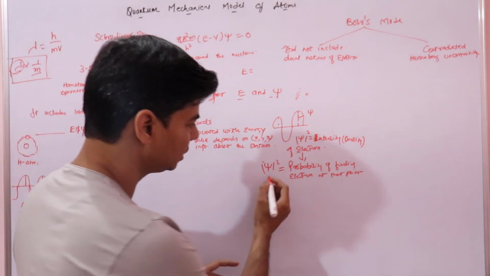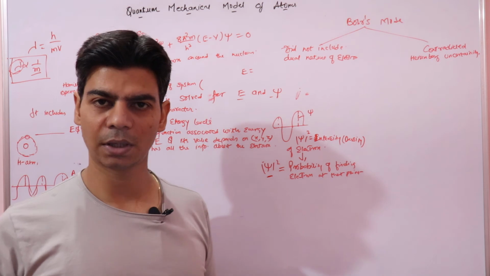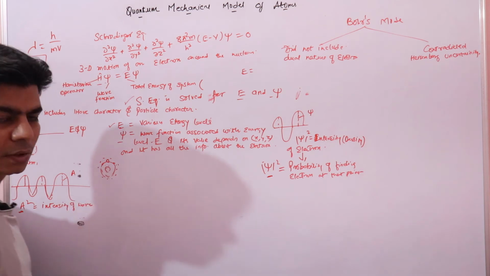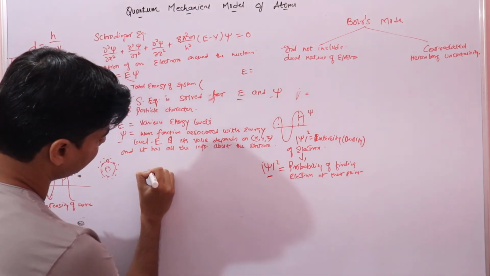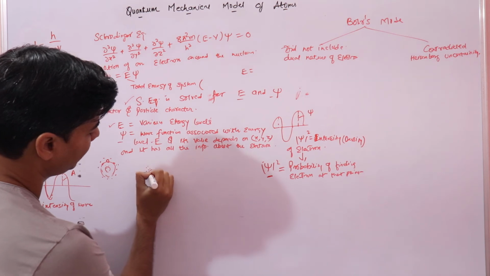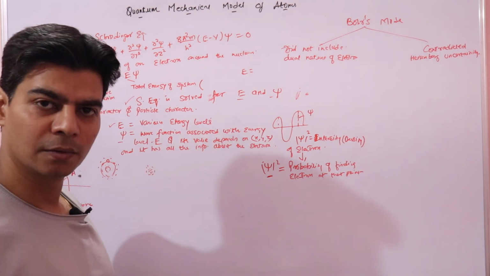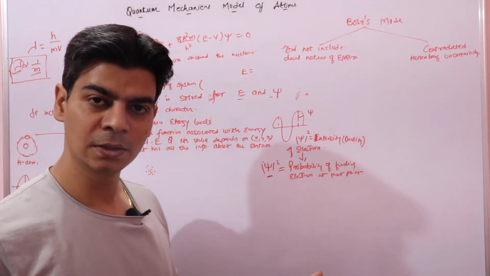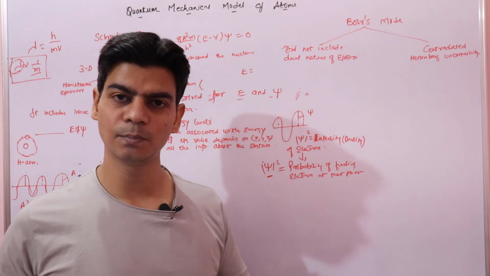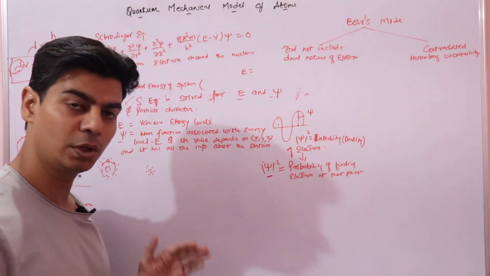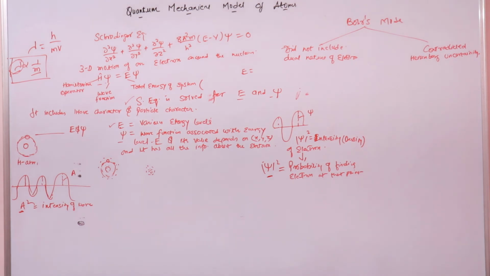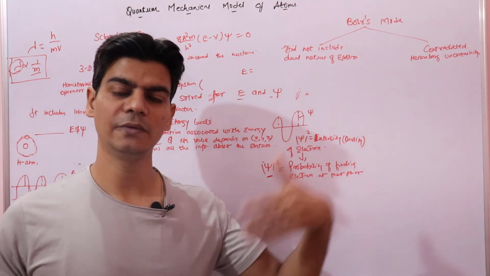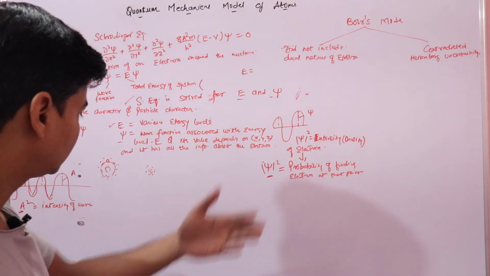Suppose I find this value of psi square at various points around the nucleus. What I get is like this. The intensity of electron density, or the probability of finding an electron at different points, would be different. At some points it would be high and at some points it would be less. But it would never be zero. So the value of psi square would never be zero. There is always some probability of finding the electron even at a far distance from the nucleus.